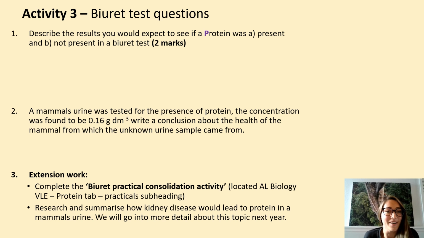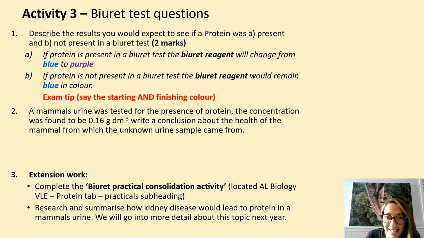Okay, so questions here then. The results that we'd expect to see if protein was present in a Biuret test. Now the key thing here, or top exam tip, is remember to say the start and end colour in the reaction. So for example, if protein is present, then you will have a colour change from blue to purple.